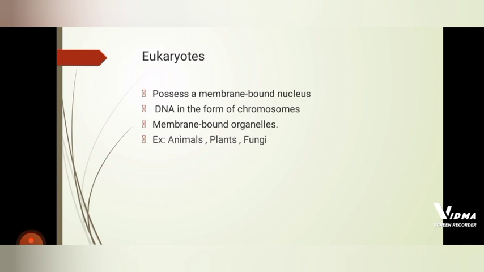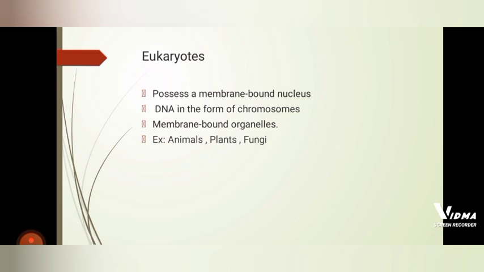Now, eukaryotes. Eukaryotes possess a membrane-bound nucleus. That is, the nuclear membrane can be seen. The nucleus is well structured with a nuclear membrane, and inside the nucleus you can see nucleoplasm, chromatin threads or chromosomes, and the nucleolus also. In this way, once we get a well-defined structure of the nucleus, we consider it a eukaryotic cell.